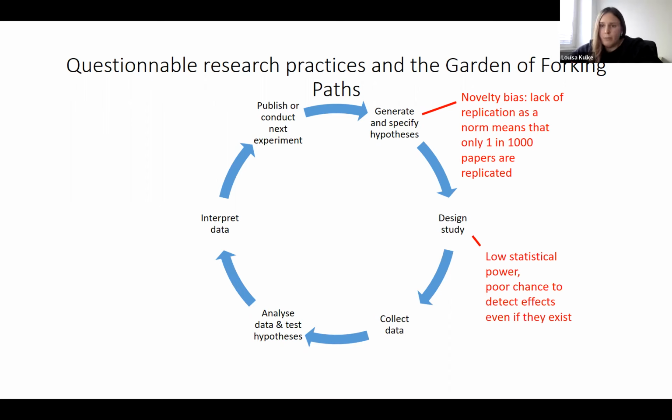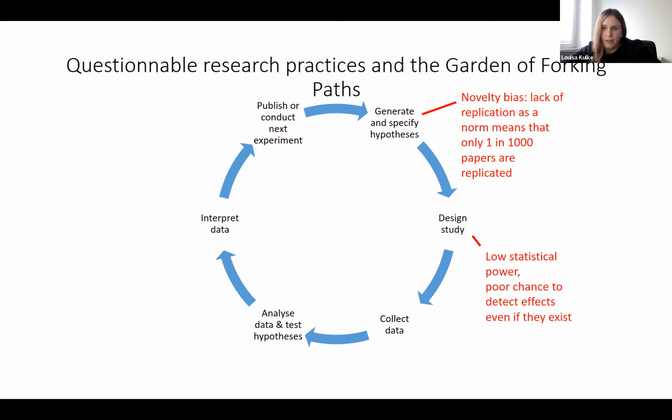Then there is a problem with designing the study, in that people often have low statistical power. That's a problem of the system, because people don't have money to do large-scale studies, so they can only do the study with a small sample size. Also, if you have specific populations, for example specific patient groups, maybe you just don't have so many patients in the city that you live in. That makes it more difficult to find effects if they exist.